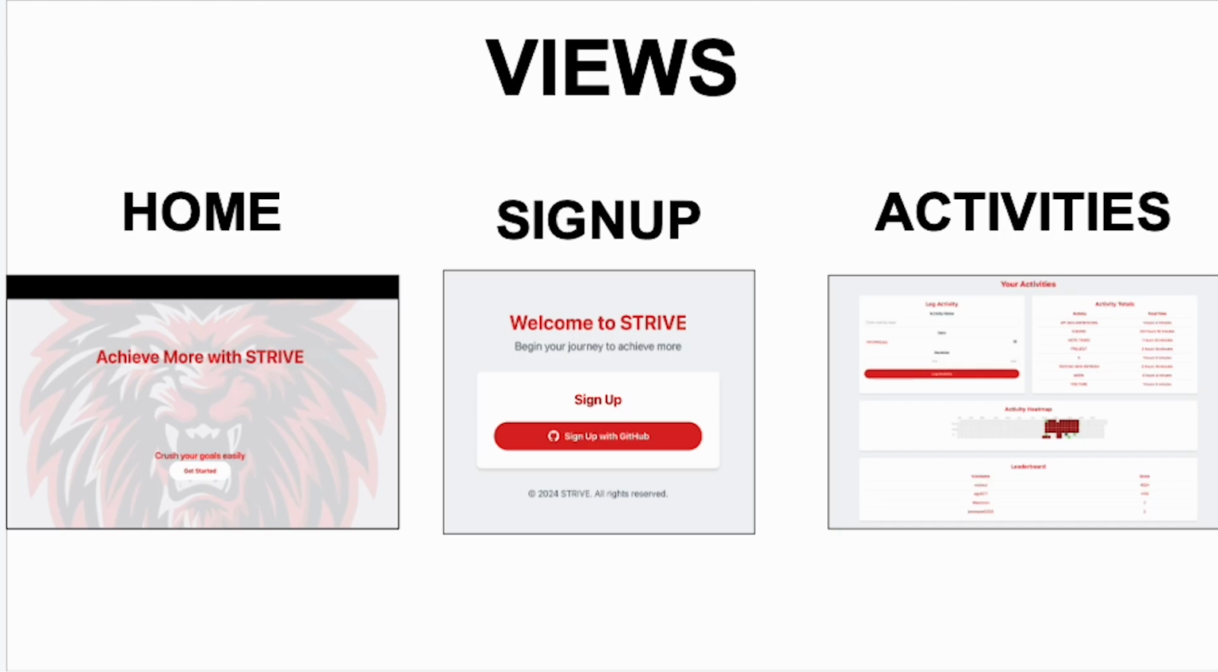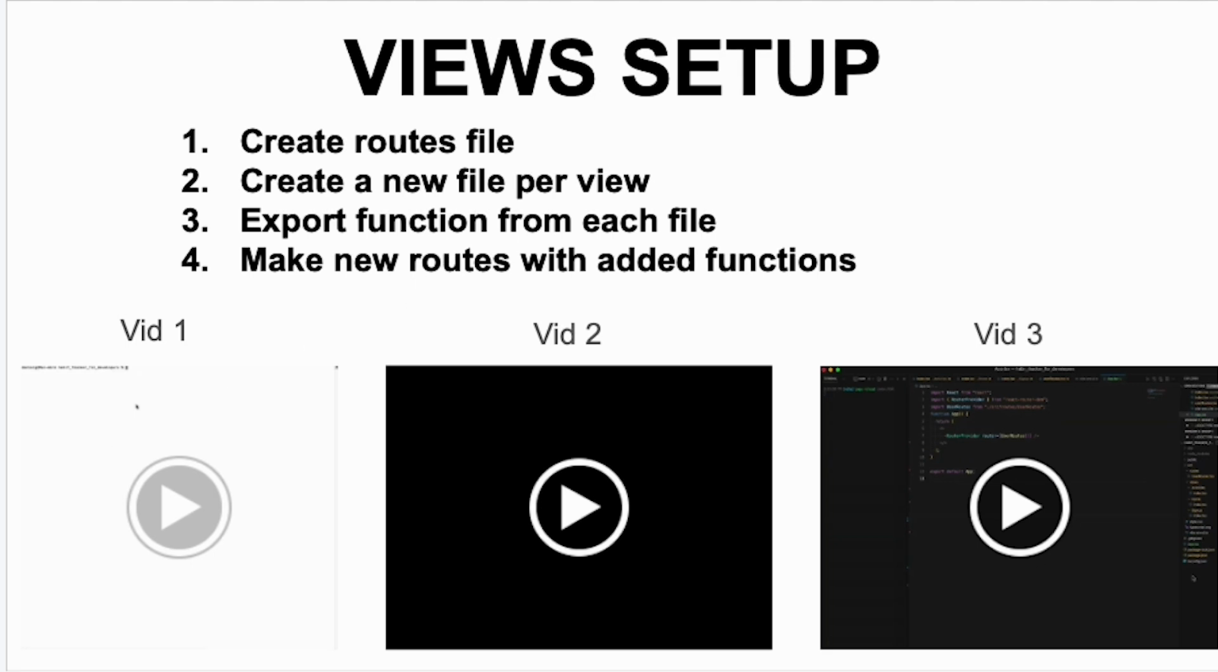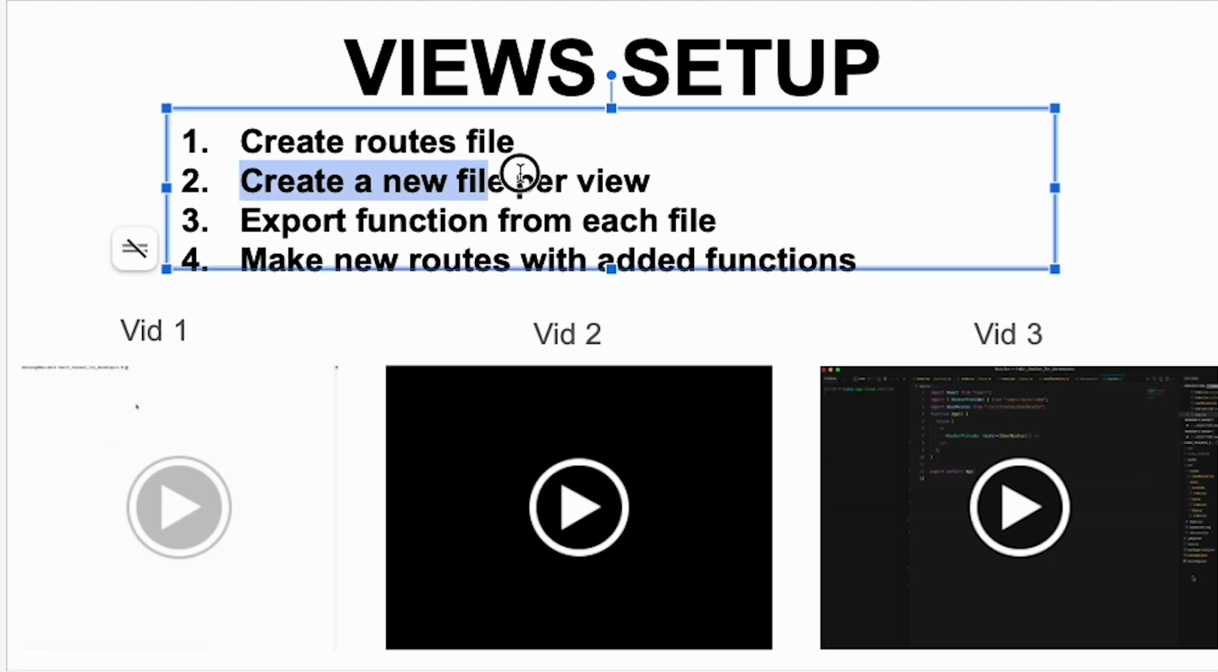Now we're moving on to step 1, which is views. We're going to start building these pages out. For the view setup, we're going to create a routes folder and file, and we're going to create a new file per view inside of a views folder. And then we're going to export those functions and then make each one a route.